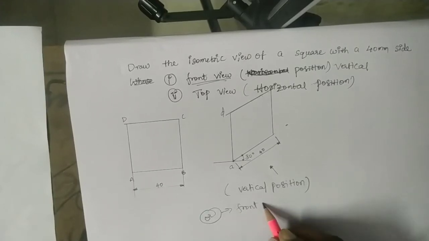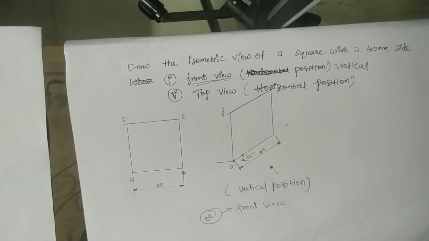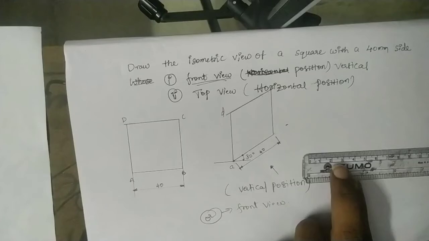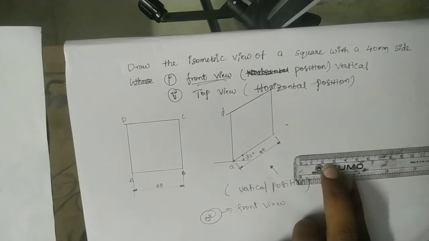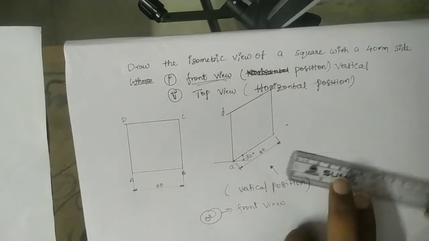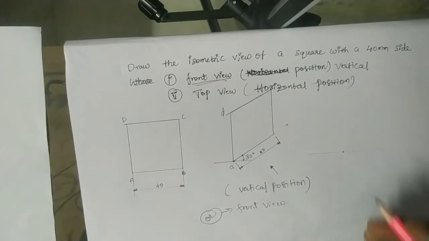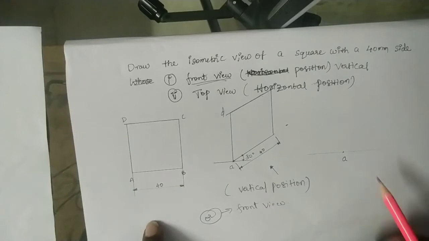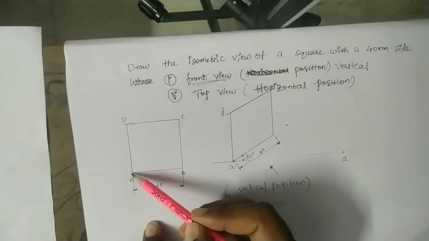Sometimes in semester examinations they will ask you to draw the vertical position or front view of the plane. You should write the notations, that means A, B, C, D. So don't forget the points A, B, C, D. Next is drawing the top view, that means horizontal position.